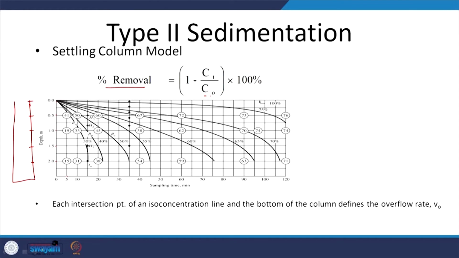After 5 minutes, I will measure by taking a sample what is the percentage removal at 2 meters, at 1 meter, and at 0.5 meters. Obviously, at the shallower depths you will see relatively clearer water, and here it is still settling. Here the situation at C naught is this. After 5 minutes, what will you see? Relatively clearer at the top, but relatively less clear in the middle regions.